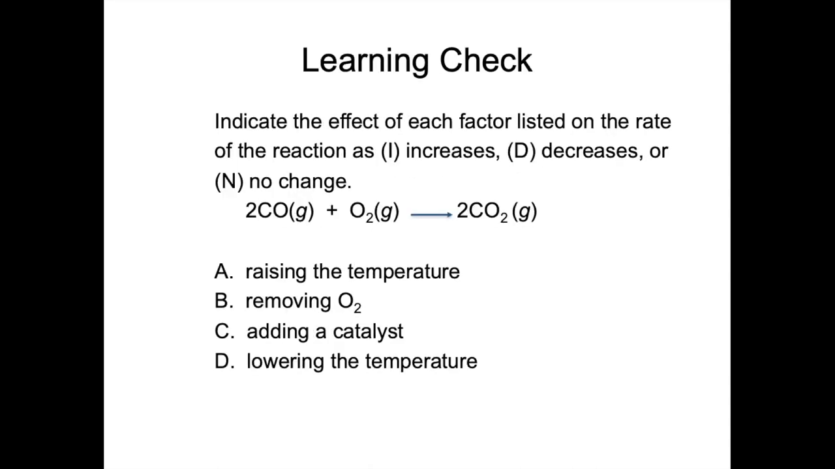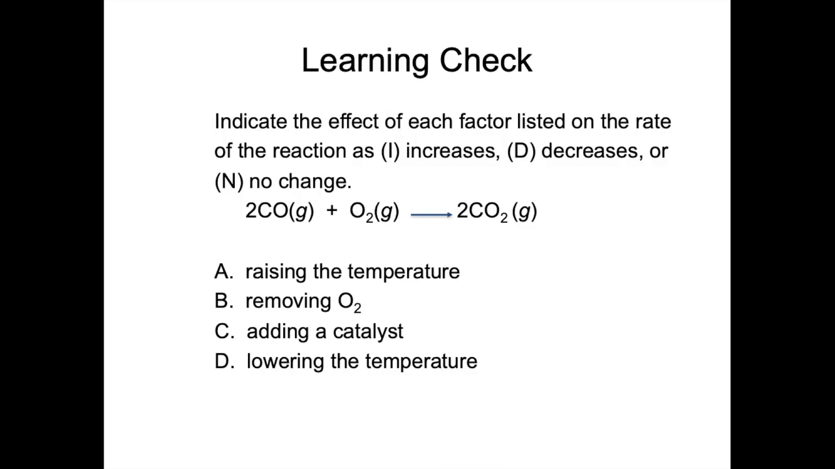All right, here's another way of putting a question in that form. Here we're using a specific example: carbon monoxide reacting with oxygen to make carbon dioxide. In a similar way, look at each of these steps we've taken in A, B, C, and D, and ask yourself for each of them, will they increase, decrease, or not have an effect on the rate of this reaction? Okay, so pause this video and come up with an answer for each of these.